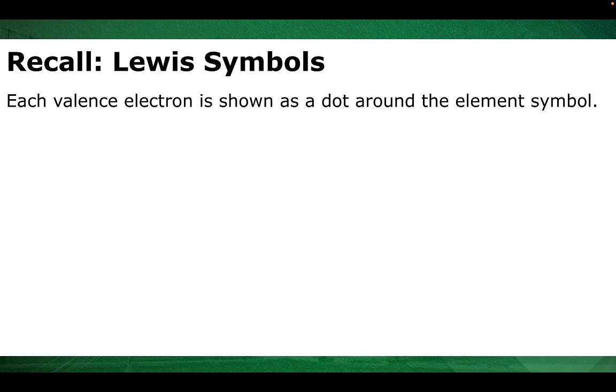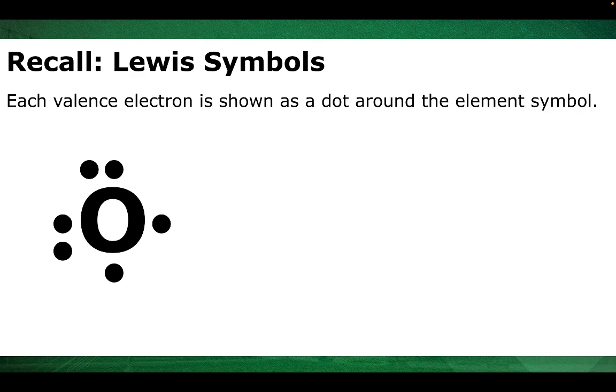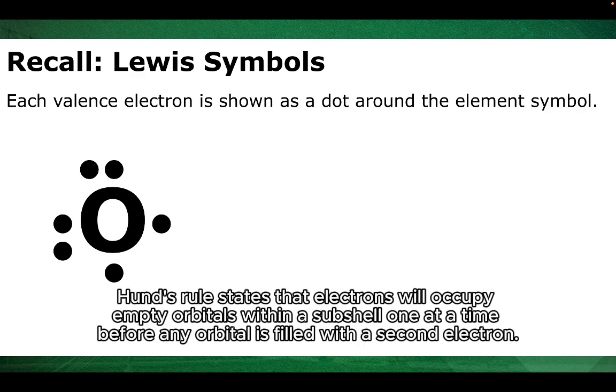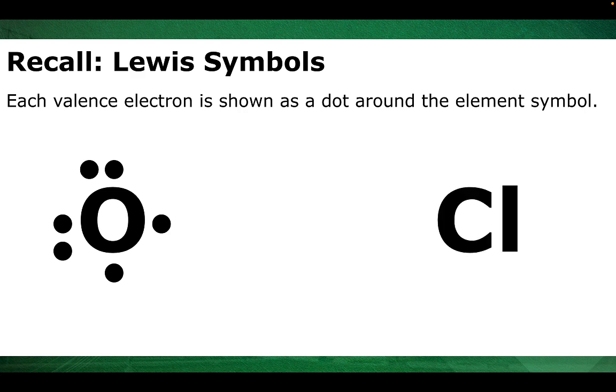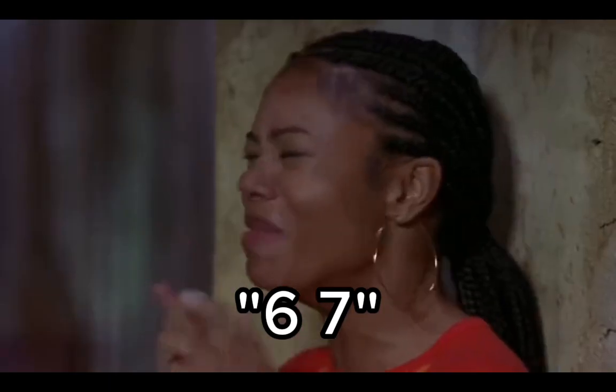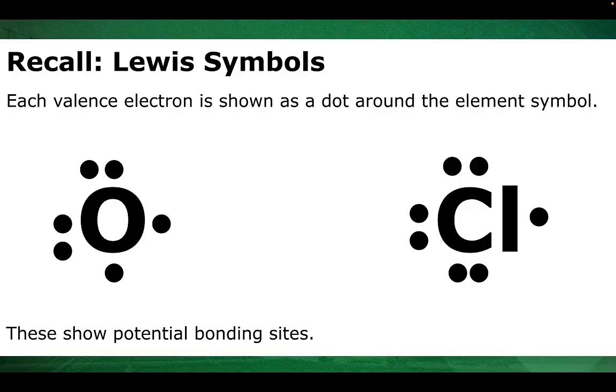So here, each valence electron is shown as a dot around the element symbol. For example, oxygen. Oxygen is in group 6A, so it has 6 valence electrons. So you draw it like this: 1, 2, 3, 4, 5, 6. We put the electrons one at a time because it follows Hund's rule. Another example is chlorine. Chlorine is in 7A, so that's 1, 2, 3, 4, 5, 6, 7. So these dots show the potential bonding sites because again, valence electrons are the bonding electrons.